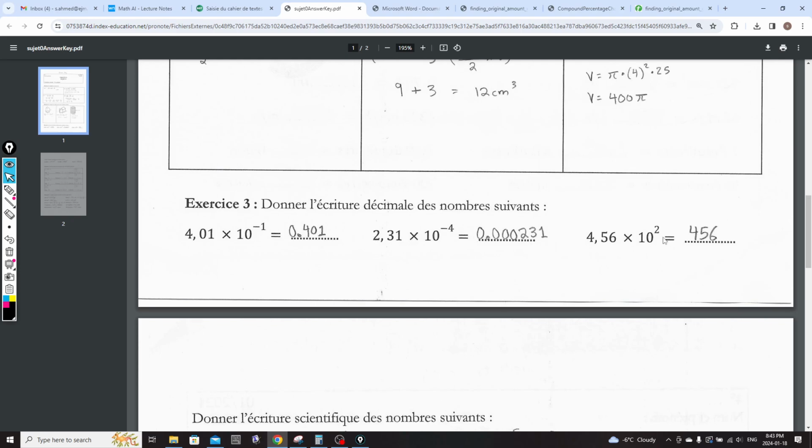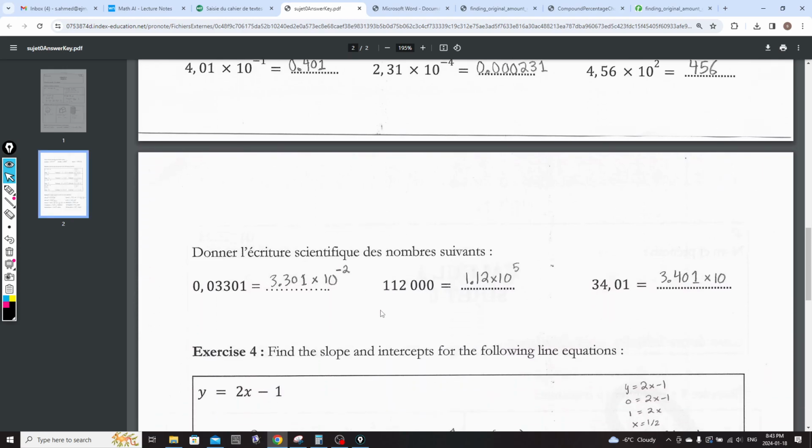Now this exponent right here is positive, which means that my decimal is going to move to the right. And it's going to move to the right 2 places. So one place brings it after the 5, and the second jump brings it after the 6. So this becomes 456.